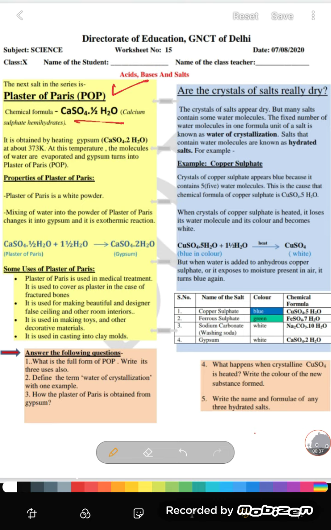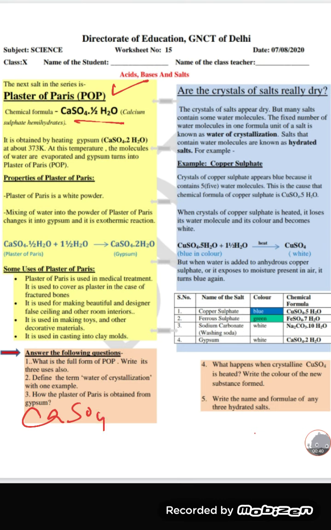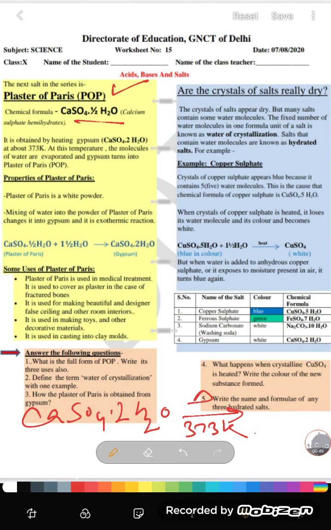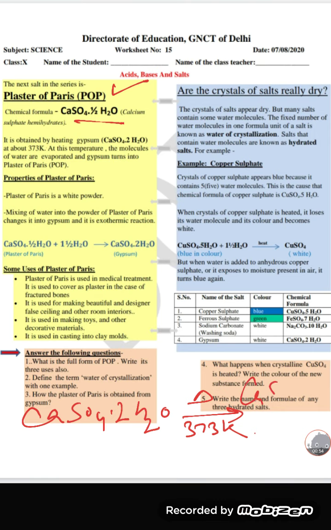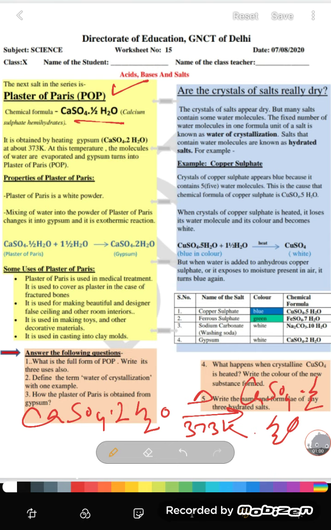When we heat gypsum, the formula of gypsum is CaSO4 into 2 molecules of water. When we heat this at 373 Kelvin temperature, it will convert into POP, that is calcium sulfate hemihydrate, CaSO4 into half molecule of water, right? So the water in this case evaporates. See, these are two molecules and half is left. 1.5 molecules evaporate to form plaster of Paris.